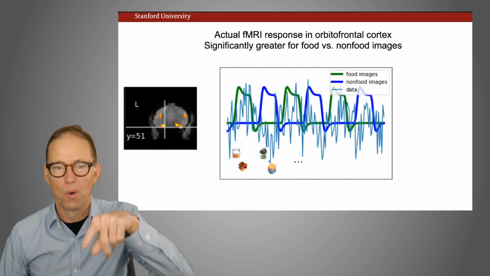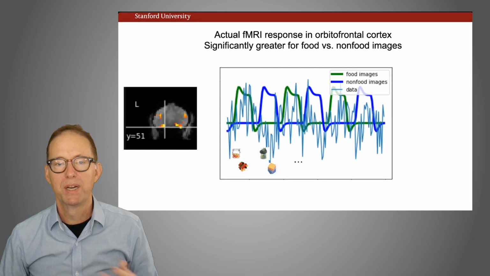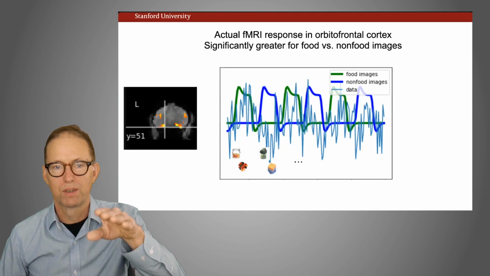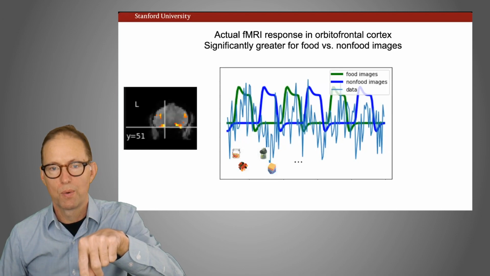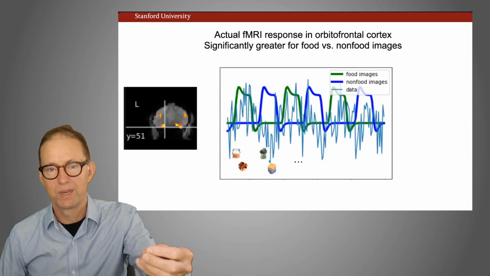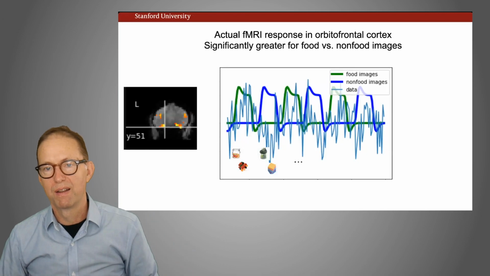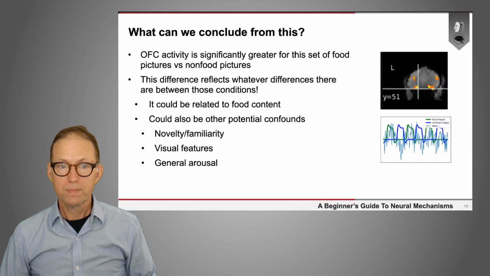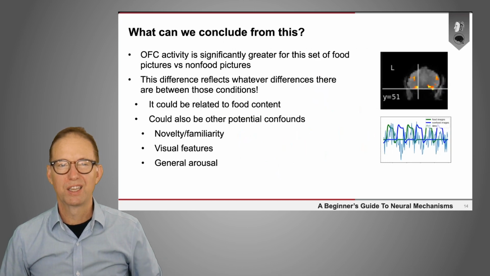Now you see that there's a lot of noise. It's a very jiggly line, right? But nonetheless, you can see that it goes up roughly when the green section is going up, where there's food objects on the screen, and it goes down when there's non-food images on the screen. So the question is, what do we conclude from this?